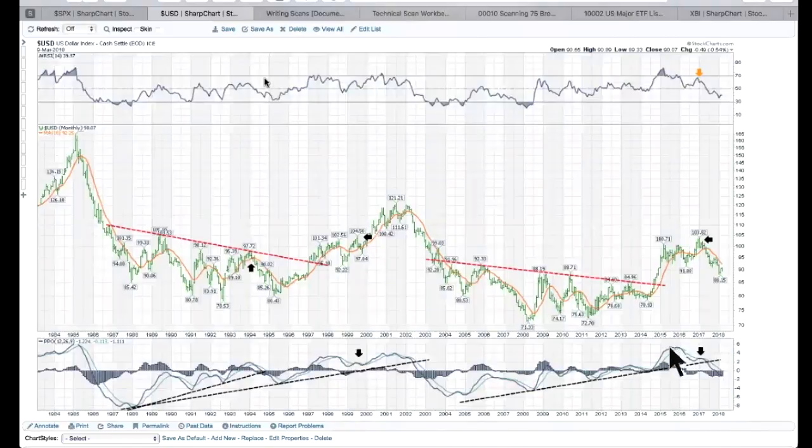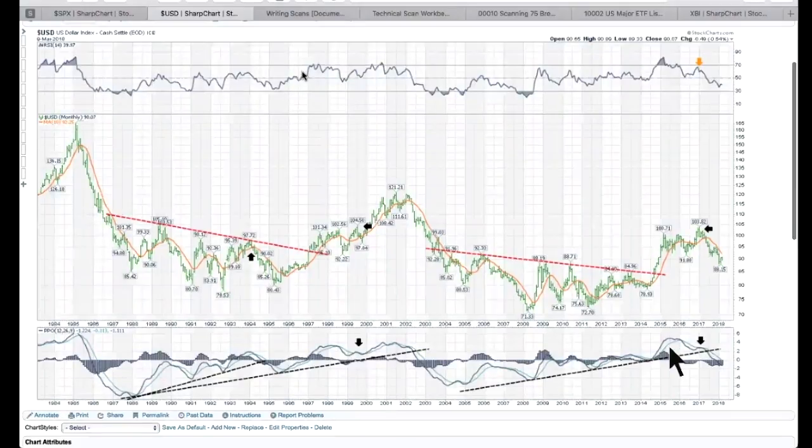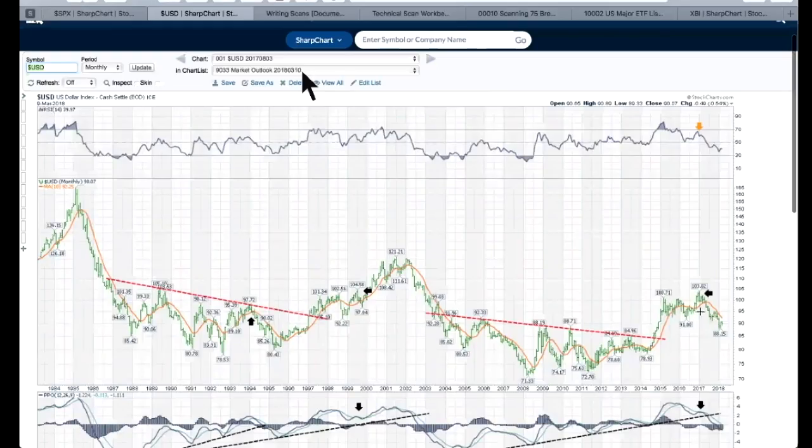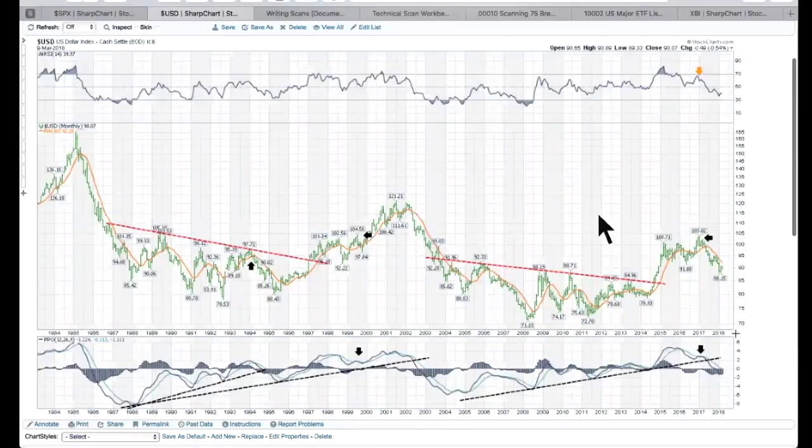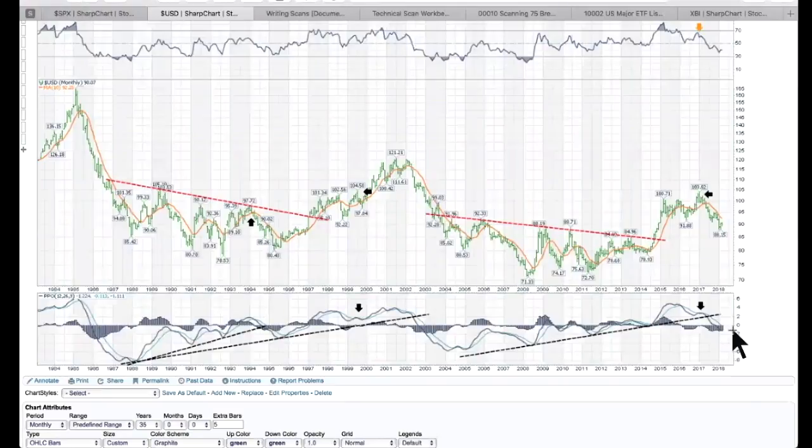So this is a market outlook I did back on 2017-08-03. What we put on the chart was that we had a lower high coming in here, a higher high there, and we just had to be very worried about the US dollar breaking down. And now here we have this continuation where the US dollar is breaking lower, and this is a monthly chart.